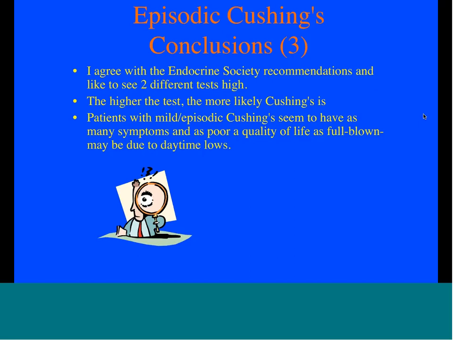And, you know, some people in the Cushing's field say, yes, we think they have mild Cushing's, but we're not sure that they'll get better with surgery. So I'm not sure that's really evidence-based, but I think these patients do have poor quality of life and as many symptoms as somebody who's full-blown.